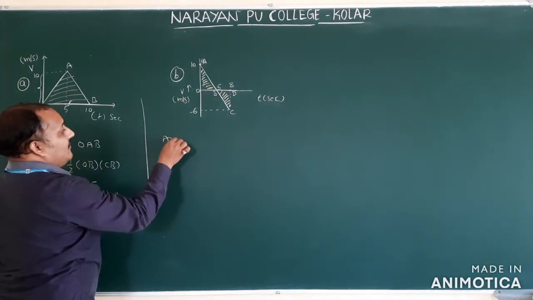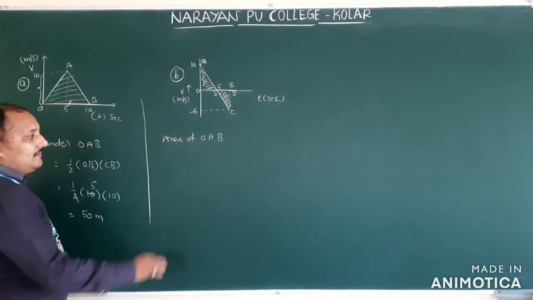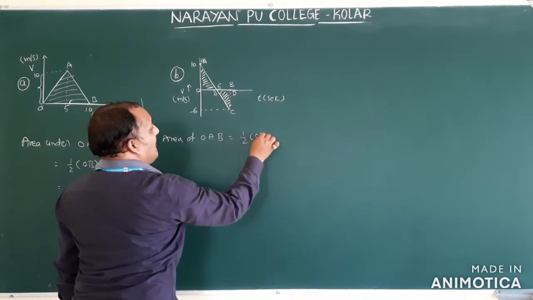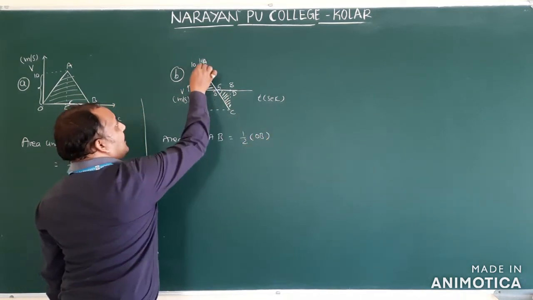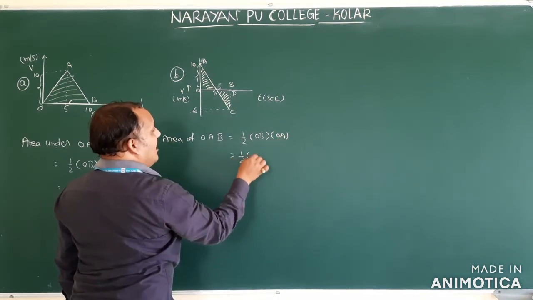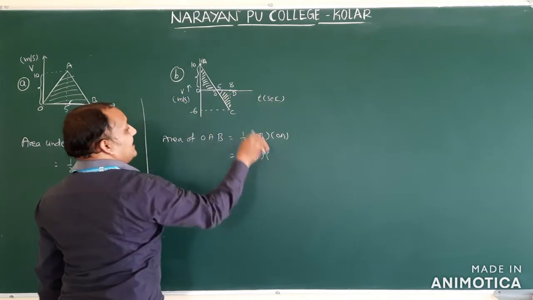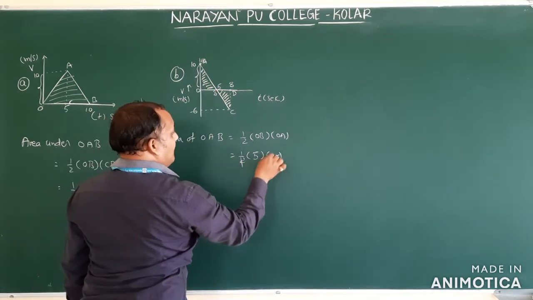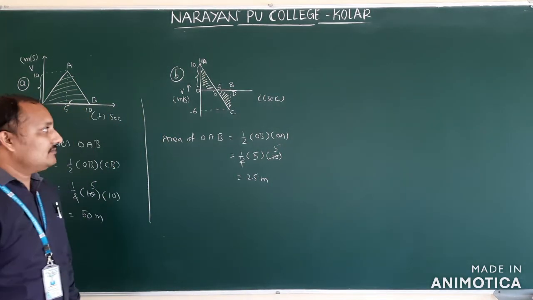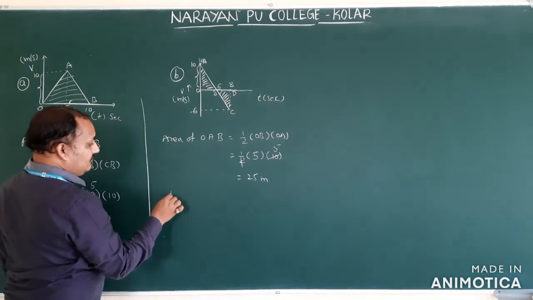So the area of OAB. Again, what is the formula? Half of base into height. Base means OB, height means OA. So that is equal to half. OB value is how much? 5. OA value is how much? 10. Therefore, 25 meters.